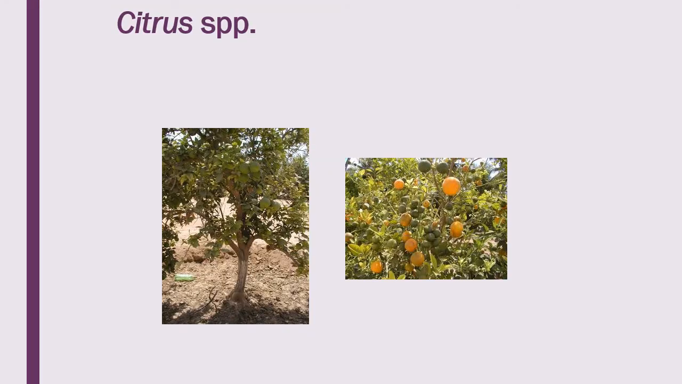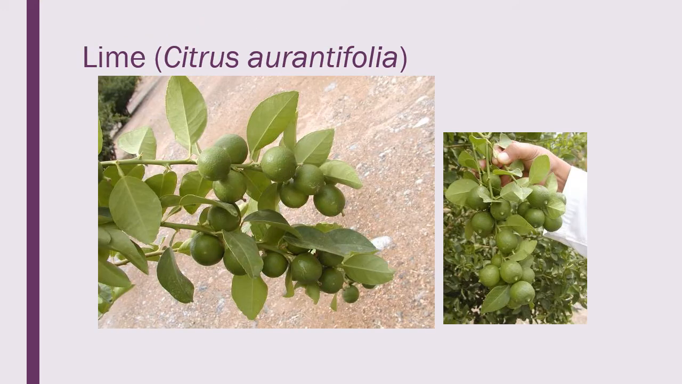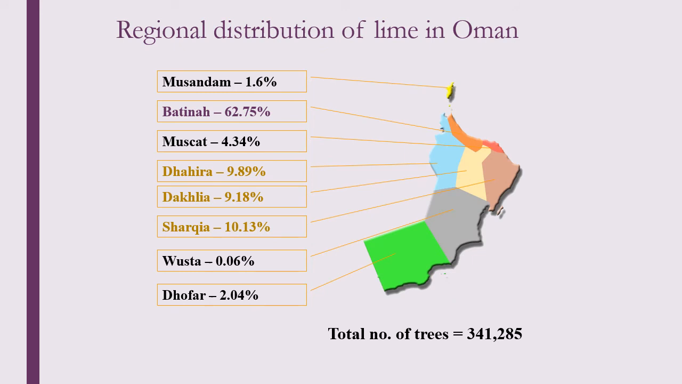Citrus is also very important in Oman, especially lime, but there are other fruit crops like oranges, grapefruit, and other fruit trees. But the most important thing is lime. You can see the lime, Citrus aurantifolia. It produces a huge amount of fruit, and it is cultivated throughout Oman also. But again, the most important area is the Al-Batna area.